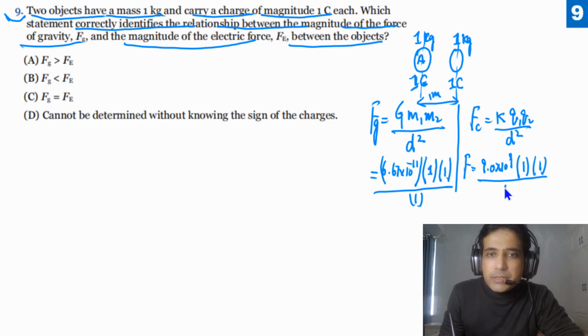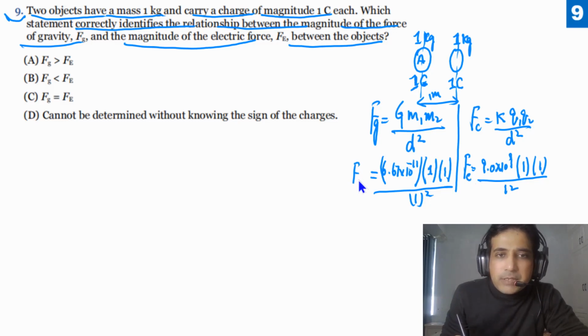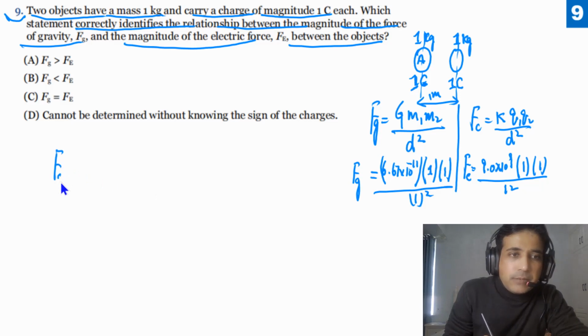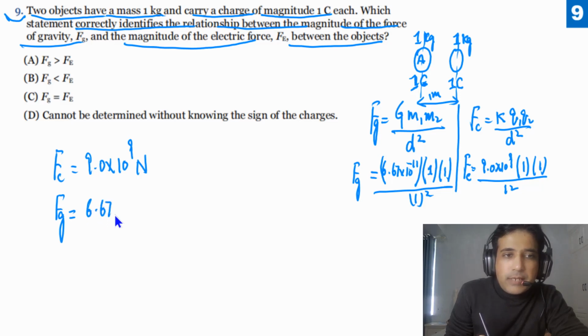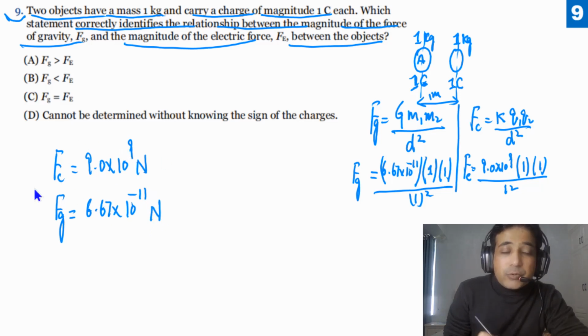Now we need to compare these two forces. In this case, simply you can see Fc is much greater than Fg. So Fc is equal to 9.0 times 10 to the 9 newtons, and Fg, the force of gravity, is 6.67 times 10 to the negative 11 newtons. So the Coulomb force, the electric force, is much greater than gravity. So the answer has to be that gravity is much smaller than the electric force. So the answer for this one is B. This is how you can figure it out.